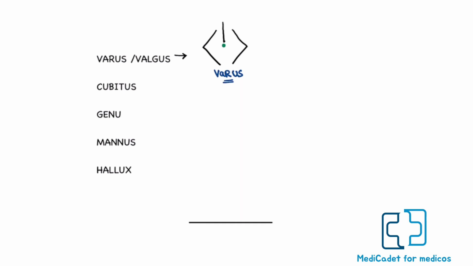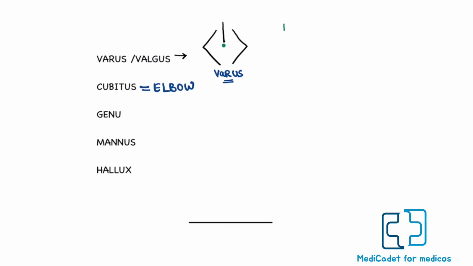Varus is where your distal part, for example the distal part of the limb, is coming towards the midline. When this is coming towards the midline, it is called cubitus varus. Elbow is cubitus. So when the distal part is coming towards the midline, it is cubitus varus. When the distal part is going away from the midline, it is cubitus valgus. Based upon the distal part, you can tell whether it is varus or valgus, right? If the distal part is coming inside, it is varus. If it is going away from the midline, then it is valgus.